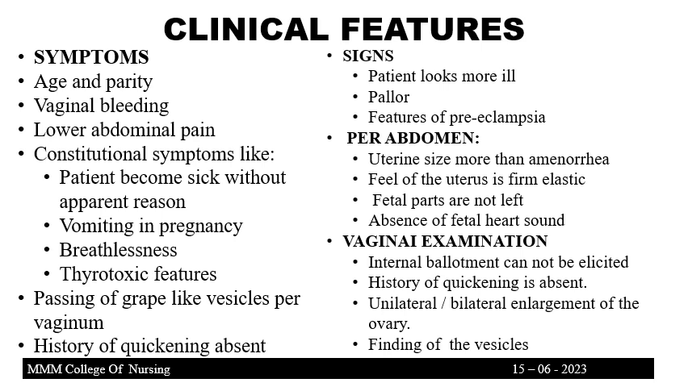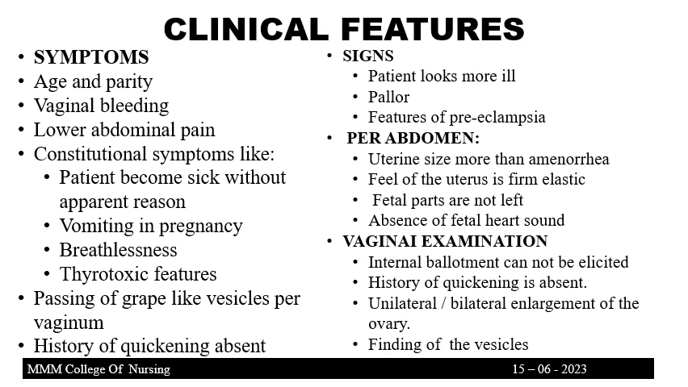Clinical features, symptoms: age and parity, vaginal bleeding, lower abdominal pain, constitutional symptoms like the patient becomes sick without apparent reason, vomiting in pregnancy, breathlessness, thyrotoxic features, passing of grape-like vesicles per vaginum. History of quickening is absent because there is no fetus, so there is no quickening. And the vomiting will be higher because the chorionic villi will continue to excrete HCG in the urine. So the higher levels of HCG will cause more vomiting and hyperemesis gravidarum in this pregnancy.